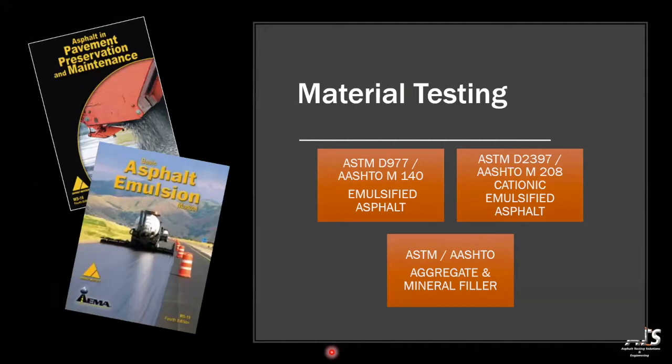What is different, and the things that most people are going to have to research a little bit, is going to be about the material testing. So the requirements on the materials will be different than what is required on a hot mix asphalt. So we're looking more at emulsified asphalt, whether it's cationic or anionic. So you're looking at these two groupings, the emulsions, and more one size or smaller types of aggregates with some mineral filler.